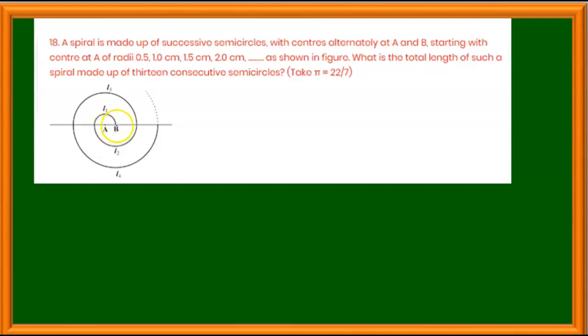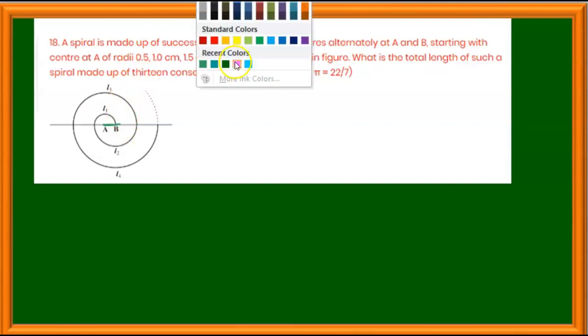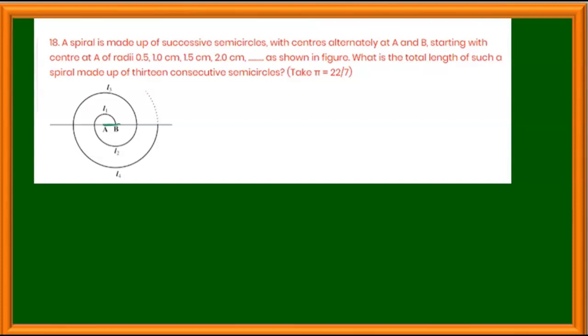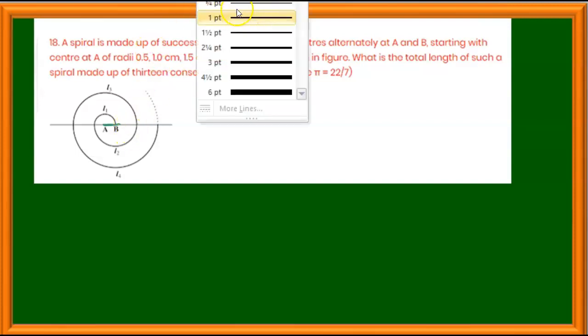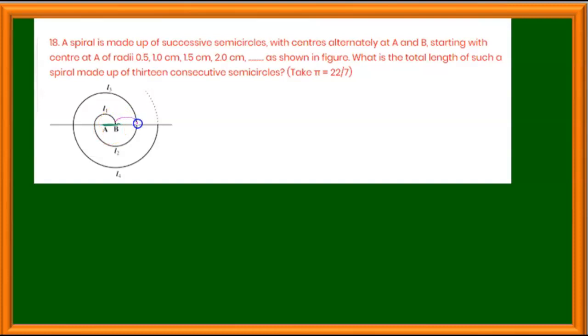So that means A to B is the radius of the smallest semicircle. The same we can see here, isn't it? The second one's radius, which one is it? This one, B to this point, correct? Then L2, L3. L3 again, A is the center and this is the radius, correct? Like this it is increasing. Understood?